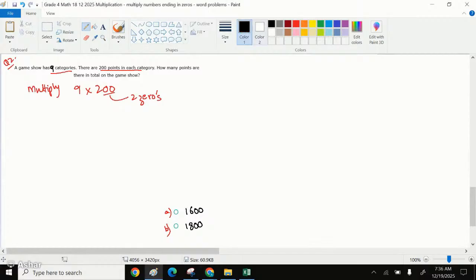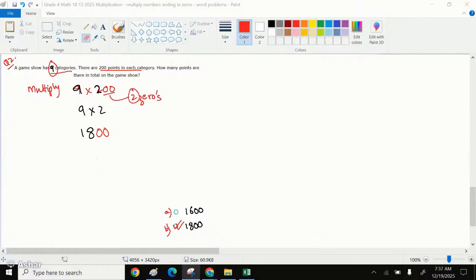So 9 is multiplied by 2. 9 multiplied by 2 is 18. And there were 2 zeros. So it depends on the number of categories also, right? Option B is the correct answer. Option A was correct when it was 8 categories only. But if there are 9 categories, then option B is the correct answer. Thank you. Let's go to the next one.